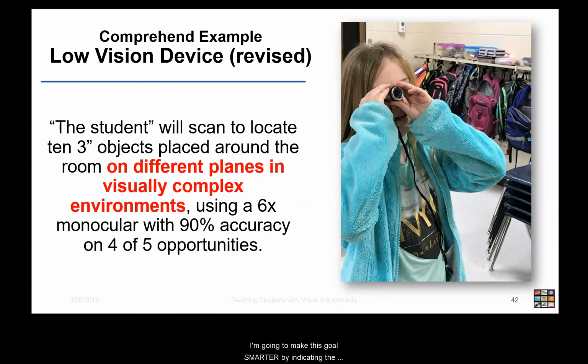I'm going to make this goal smarter by indicating the complexity of the environment and specify on different visual planes. The goal will now read, the student will scan to locate 10 3-inch objects placed around the room on different planes in visually complex environments using a 6x monocular with 90% accuracy on 4 of 5 opportunities.